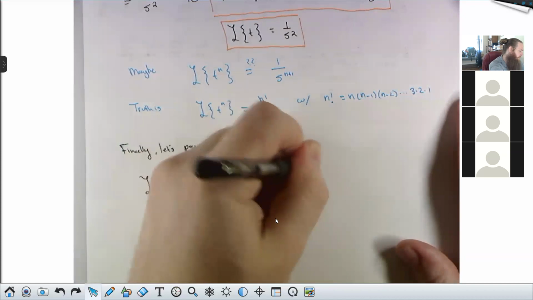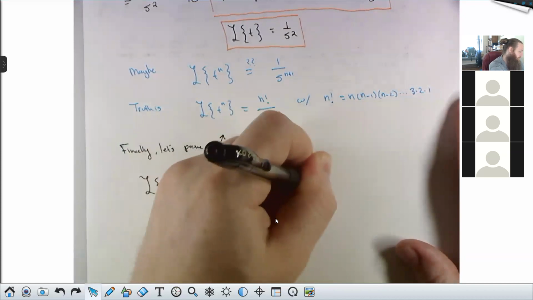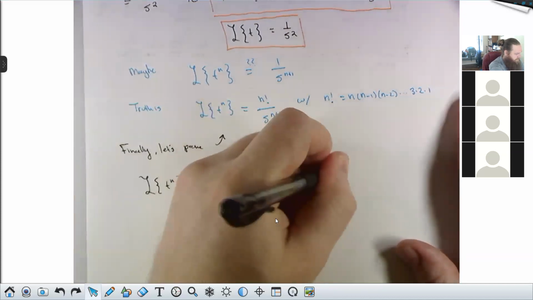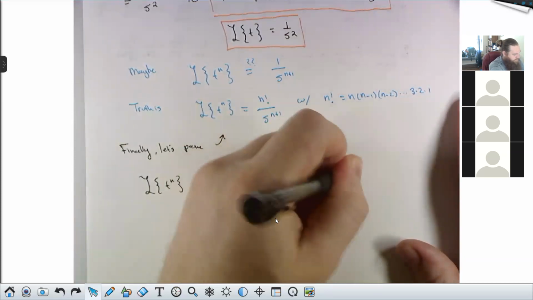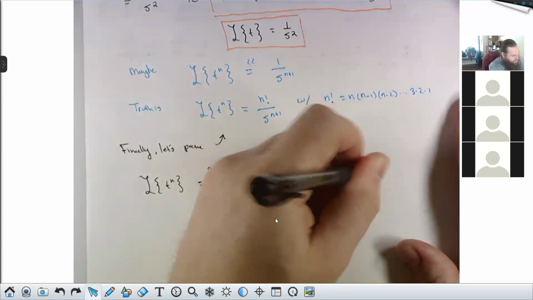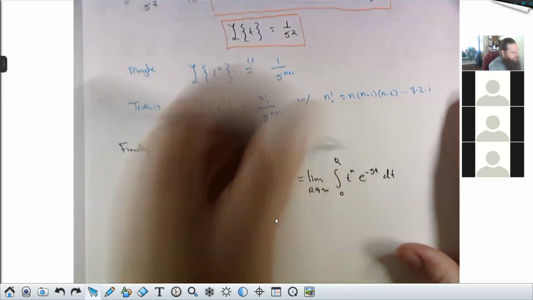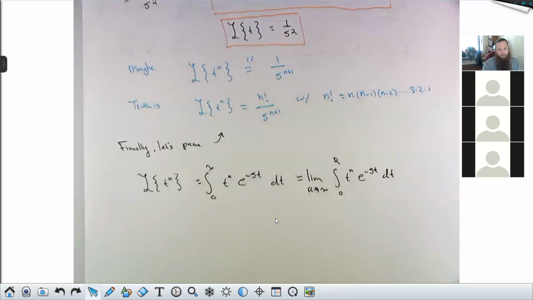So let's do that. Limit as r goes to infinity, because there are some subtle limits here. Integral 0 to r, t to the n, e to the negative st dt. The big deal is that integration by parts is technically illegal on this, but is legal on this, because again, Riemann integral, not Riemann integral.